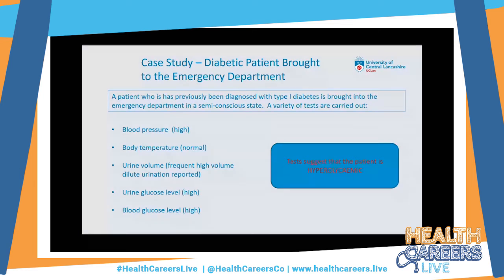The frequent urination, we see that simply because we know it's a common symptom of diabetes. But the high glucose in the urine, that is because the body is trying its best to flush out all of this excess glucose that's in the blood. And therefore we see the glucose in the urine.